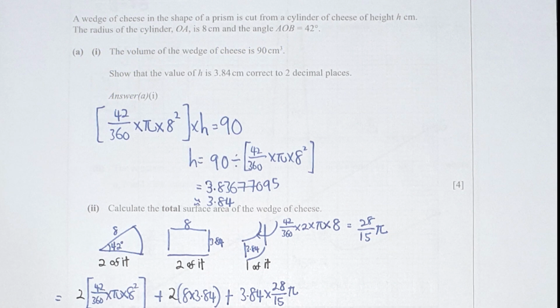Question 4. The volume of the wedge of cheese is 90 cm cubed. So 42 over 360 times pi times 8 squared. This will be calculating one single slice. And the height here is unknown, so multiply it by h equals 90. After you run the calculation, you should get 3.84 as the height.